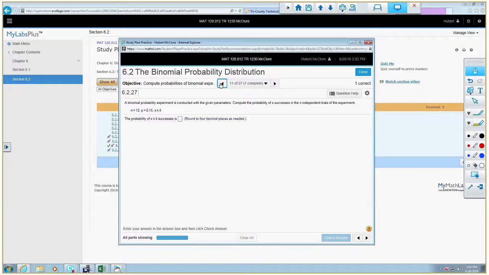Here's P(X). That's what your problem will look like with P(X). That one says X is less than or equal to 4. So what do you have to do? 0, 1, 2, 3, and what? And then you do what with those numbers? Add them up.